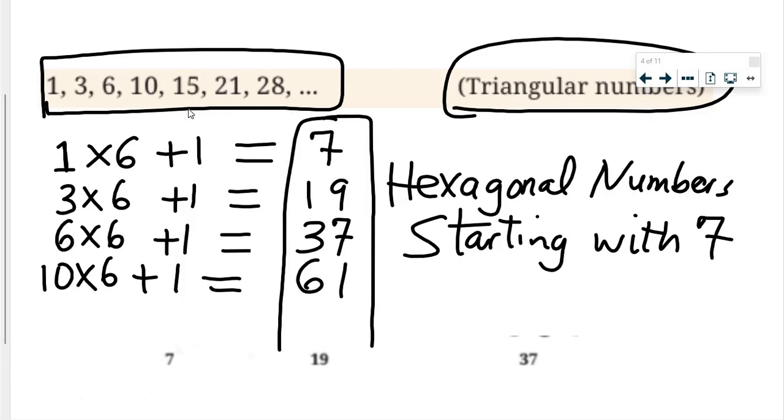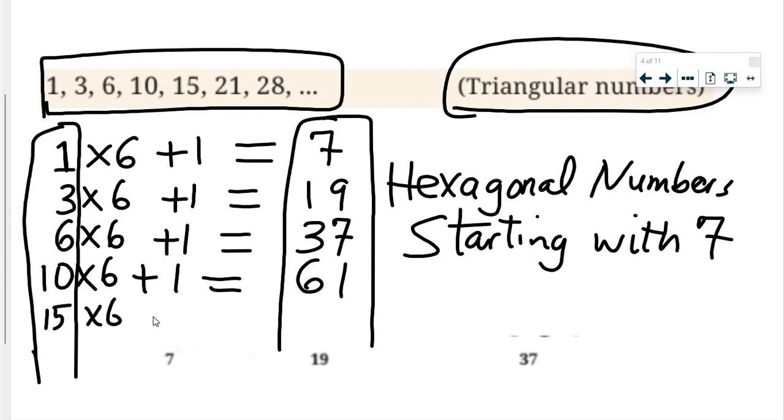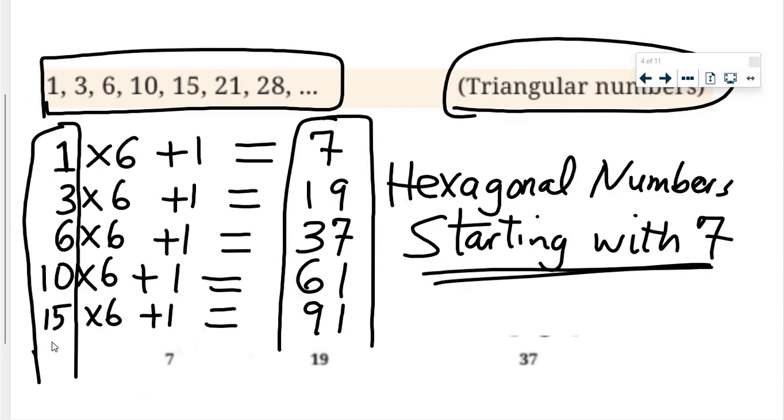Keep going. To get the next one, take 15, because this is 1, 3, 6, 10, 15. These are triangular numbers. Into 6, add 1. What do you get? 15 into 6, 90, add 1, 91. What are these? 7, 19, 37, 61, 91. These are hexagonal numbers starting with 7. So you keep going, and the numbers here will keep going. See that?